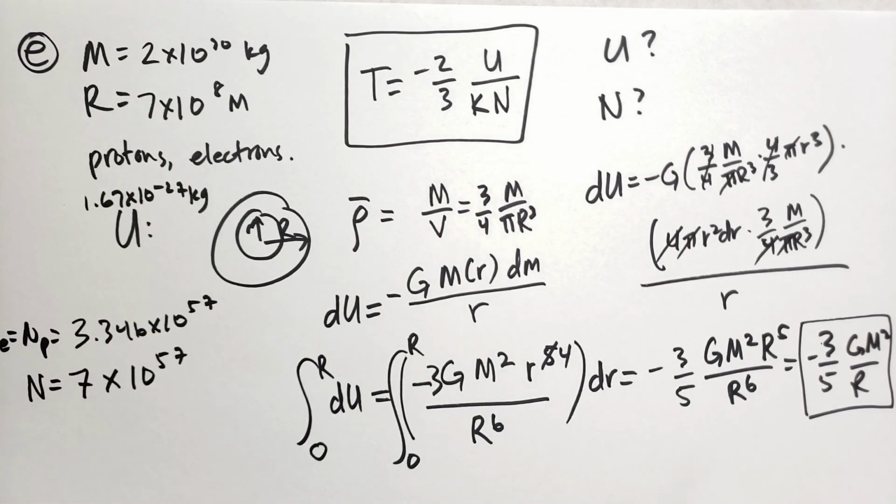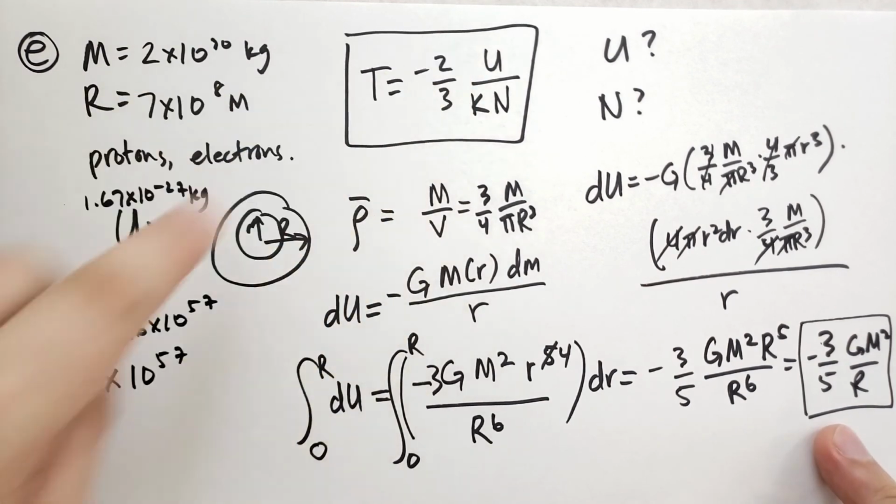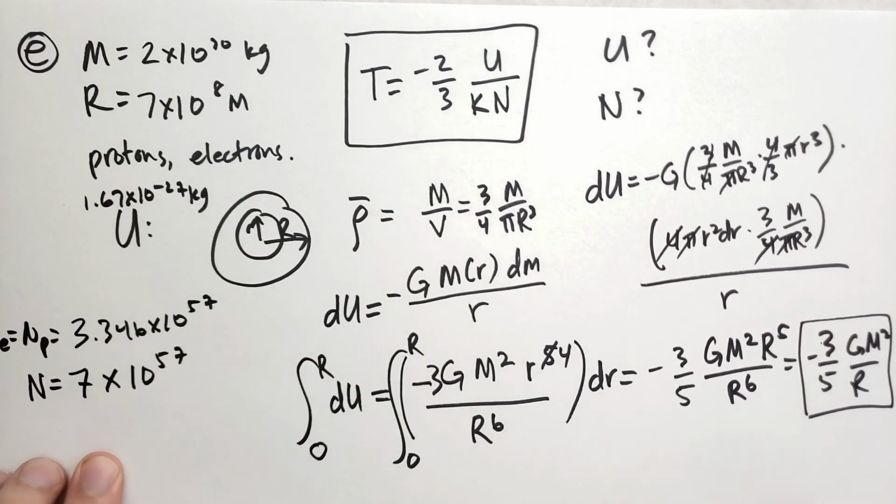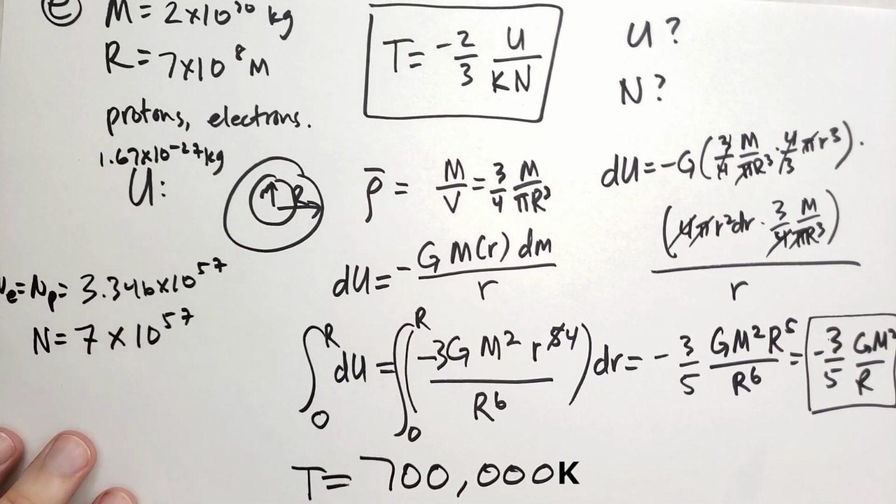And when we take 2/3 of that times that, divided by Boltzmann's constant, and divided by the number of particles, we get the temperature is equal to 700,000. Okay, this is a very interesting problem. It's really cool. It's really interesting to do.